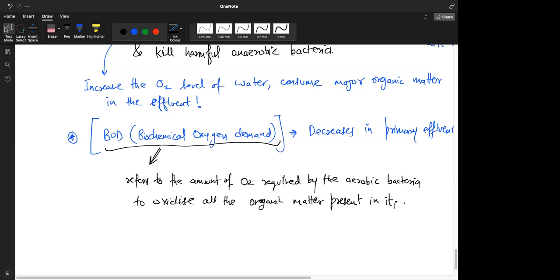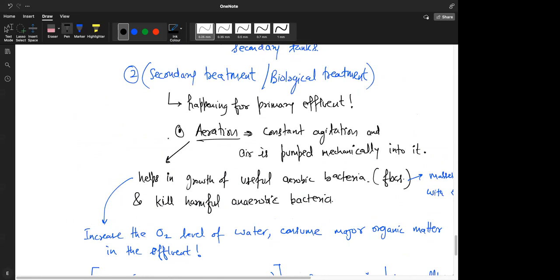Now, the demand for oxygen is to oxidize all this organic matter present in the water. So more BOD means more oxygen is required to oxidize all the organic matter, which means there is a lot of organic matter. Less BOD means less oxygen is required because there is less organic matter. So BOD is a measure of how much oxygen will be required by the microorganisms to make the water free from organic matter and decompose all the organic matter. So it is a measure of organic matter present in the water. The greater the organic matter, the more polluted it is, and the greater is the demand for BOD. Okay, is it clear? Is it now clear? Yes. So this is step A, aeration.